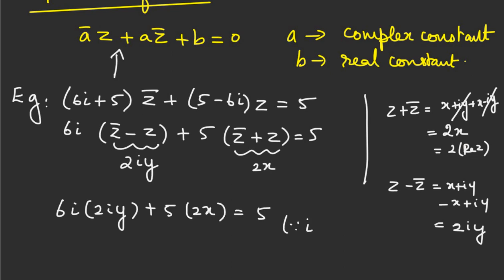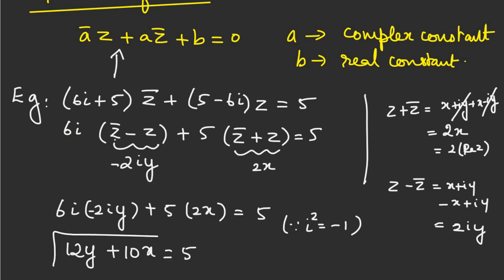We know that i square is equal to minus 1. Therefore we get here, this is z bar minus z, so this is minus 2iy. So we get here 12y plus 10x is equal to 5 will be the equation of the line.